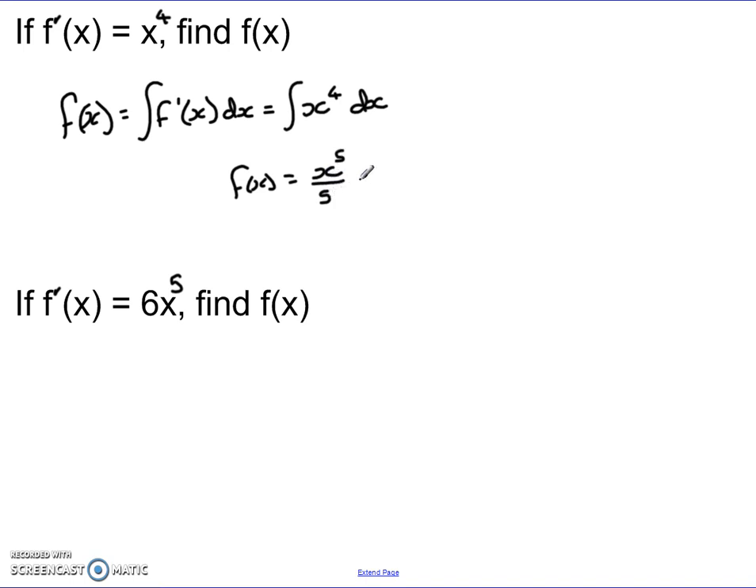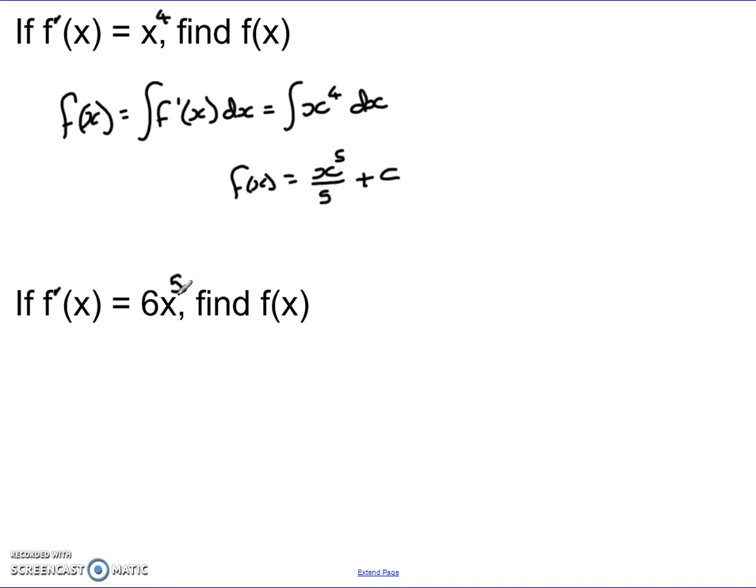But here is the key step. Remember to include the plus c. There is a constant of integration there. We don't have conditions to find it, so we don't know what actual value it takes, but there could be a value there. So we have to take that into account. So it's x to the power of 5 over 5 plus c. Do not forget to include that.